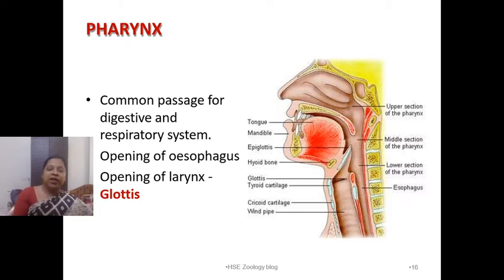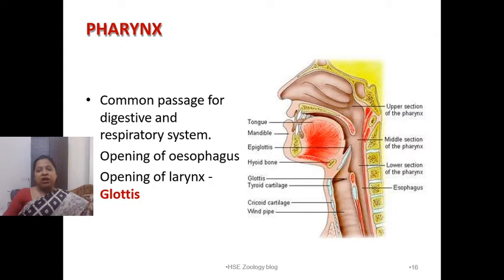Fine. Now the next part of the alimentary canal is the pharynx, right? We are discussing the parts of the alimentary canal. Later on we will talk about the different digestive glands. So let's talk about the pharynx. As I have already told you, the pharynx is a small common pathway that is common to the respiratory system and the digestive system, right? So it is a common passage for the digestive and respiratory systems.